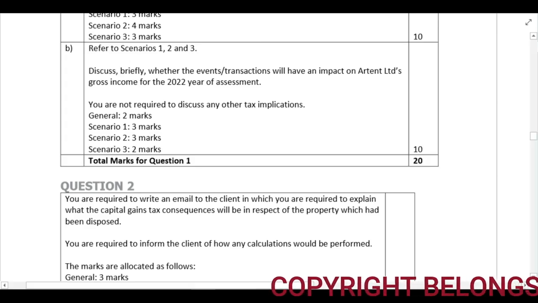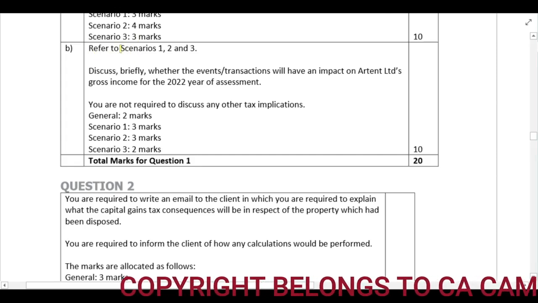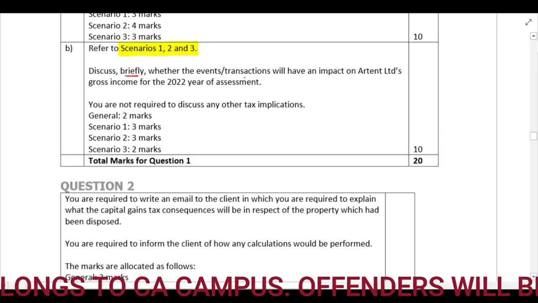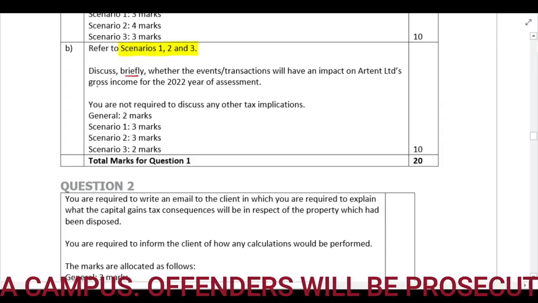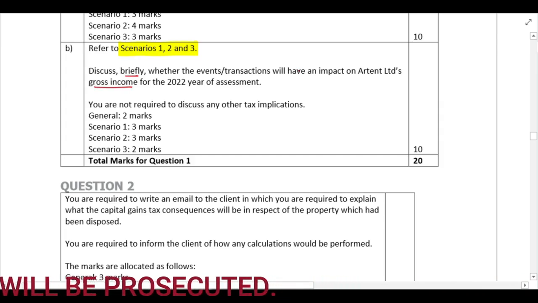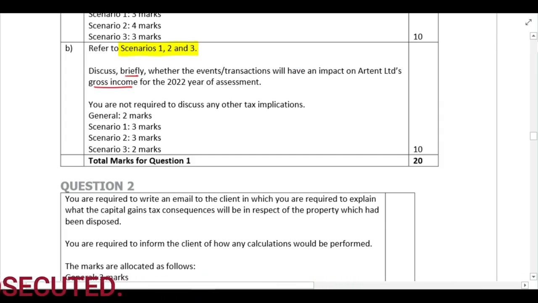Part B of question 1. Refer to scenarios 1, 2, and 3. Discuss briefly whether the event's transactions will have an impact on gross income for the 2020 year of assessment, 2022 year of assessment. Wow, I keep saying that. You're not required to discuss any other tax implications.